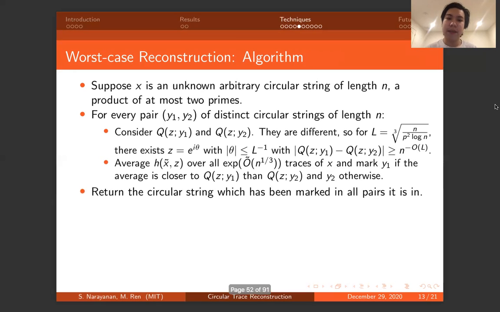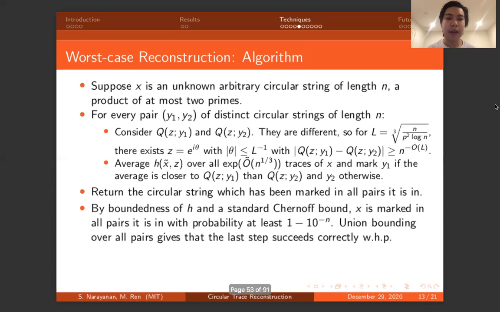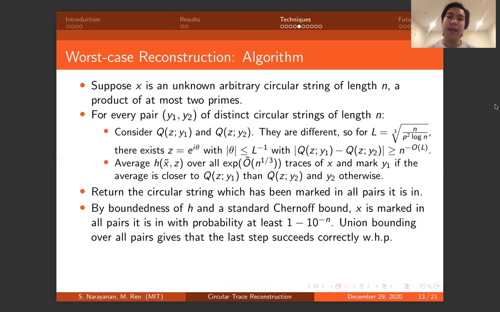And with high probability, the correct string x is going to win every pair it's in. So there's going to be some unique string x that wins in every pair it's in, and we just return that string as the answer. And because h is bounded, we can apply a Chernoff bound and union bound over all pairs to show that this will succeed with high probability. So this gives the result.